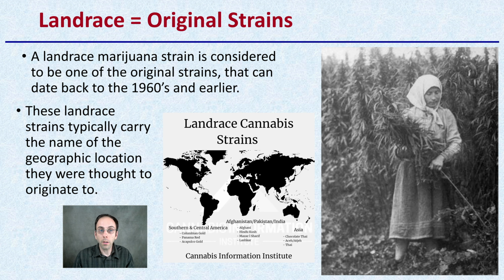A landrace marijuana strain is considered to be one of the original strains that can date back to the 1960s and even earlier. These landrace strains typically carry the name of the geographic location that they were thought to originate from. We see a couple listed right here. Depending on what region of the world, these original strains get that geographic name associated with them to give an idea of where they may have started.